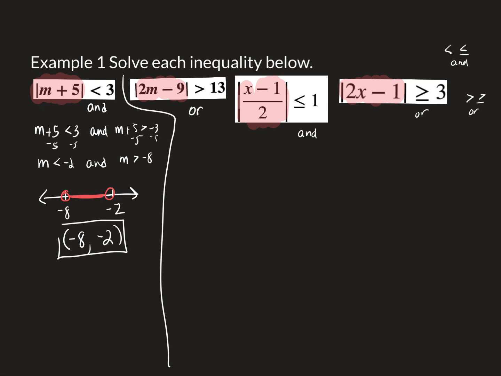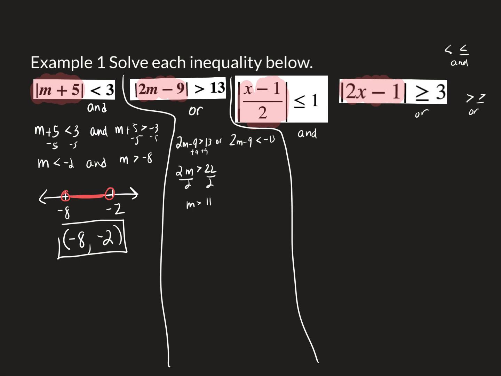Now for the second example, I'm going to do 2m minus 9 is greater than 13, or 2m minus 9 is less than negative 13. I'm going to add 9. So 2m is greater than 22. Divide by 2. M is greater than 11. Or, add 9. 2m is less than negative 4. Divide by 2. M is less than negative 2.